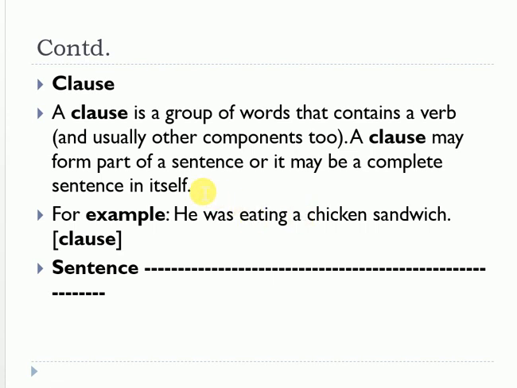This is interesting. For example, he was eating a chicken sandwich. This is one clause and this is also a sentence. Now, if we write that he was eating a chicken sandwich while his brother was eating a paratha, that is also a sentence which consists of two clauses. So what is a clause? A clause is something that contains a verb. That's a necessity, it must contain a verb. It could have some other elements or components too.